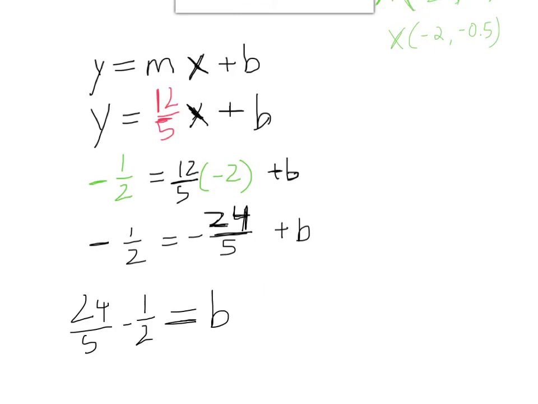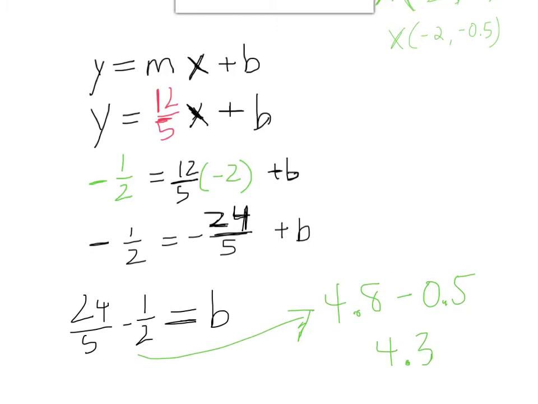So I got this 24/5 minus 1/2, which looks pretty ugly, but there's a couple things I can do. One, I could go over to decimals. I think 24/5 is like 4 4/5, which would be 4.8 minus 1/2. So I would get 4.3, or 4 3/10, and I could go backwards to figure out that is a fraction.